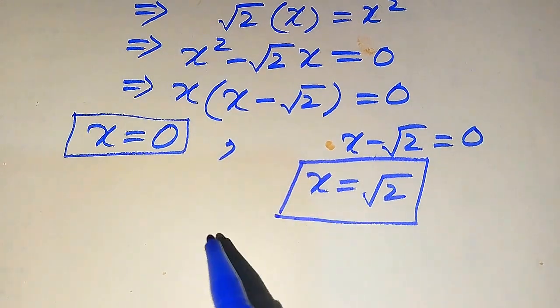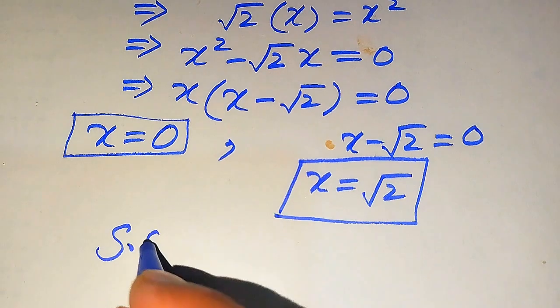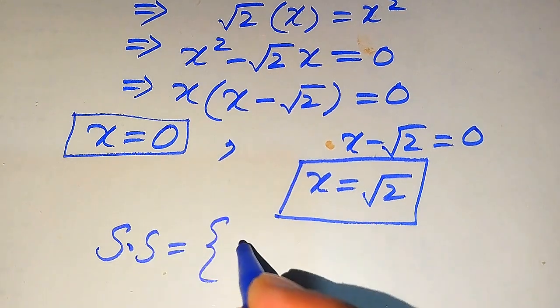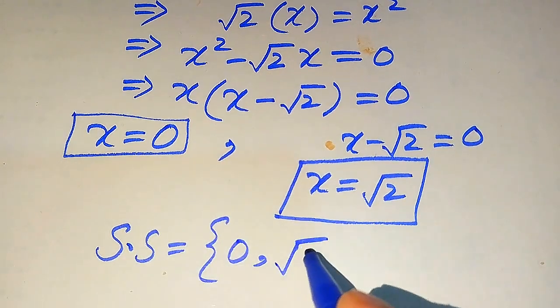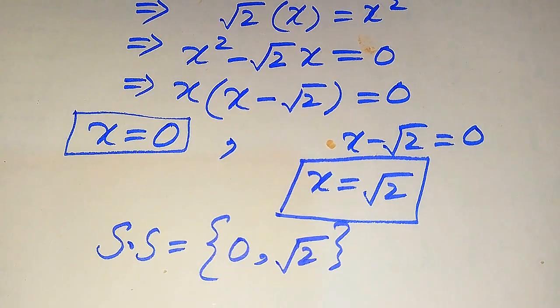So in the first method we already verified both of these roots, and we saw that both of these roots satisfy our given equation. So our final conclusion about the solution set of this question is that 0 and square root of 2 are the final solution set of the given equation, and this is the final answer.